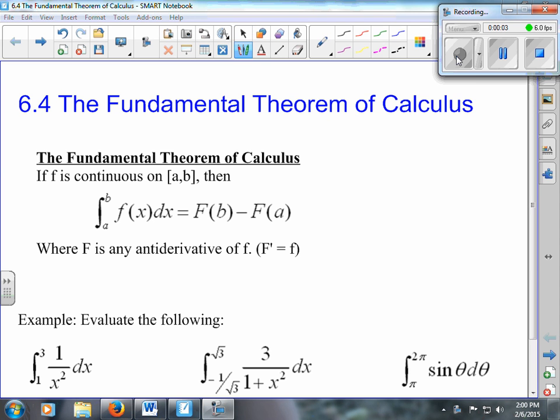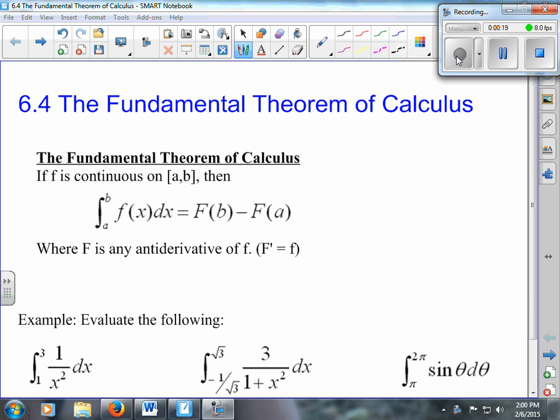Okay, so here we go. We're on section 6.4, the fundamental theorem of calculus. And this is the connection that we want, the shortcut for evaluating areas, which are our definite integrals.